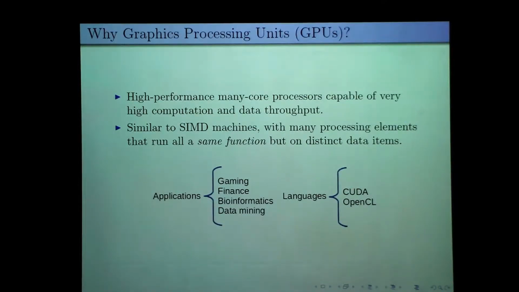So what are GPUs? Well, as I said, they are high-performance many-core processors. You can see them as single instruction, multiple data machines. There are several processing elements, the cores. All these cores run the same function, which is called a kernel. But the thing is that this function is run on distinct data items, each core. They have a wide array of applications, and they can be programmed mainly in these two languages, but the one we are using is called CUDA.